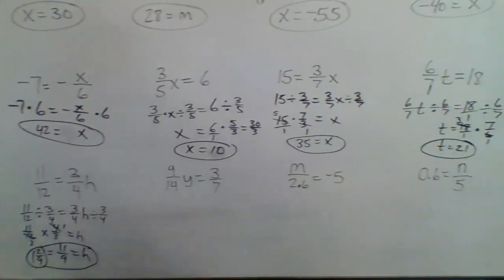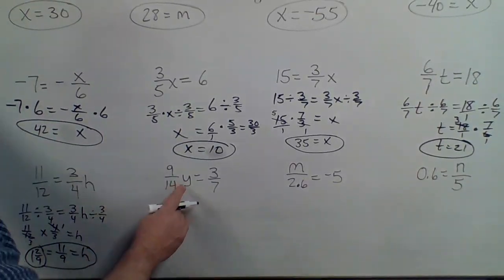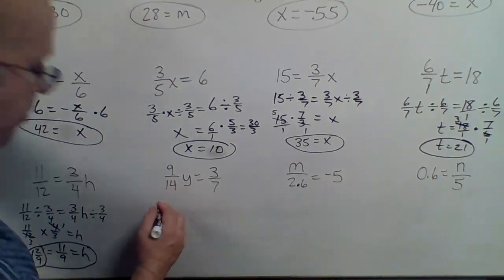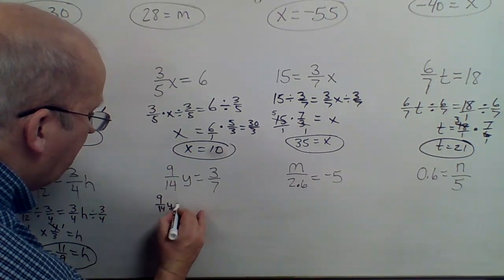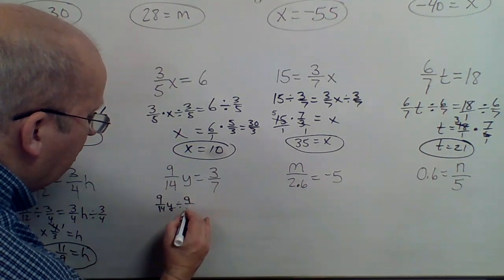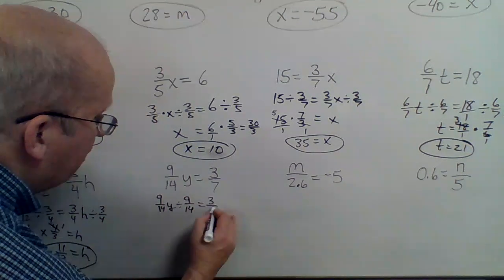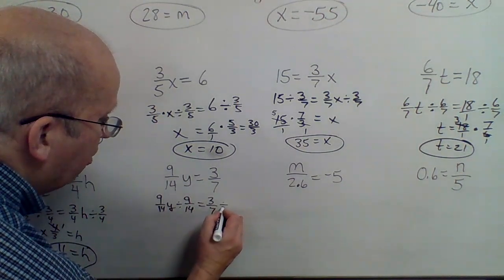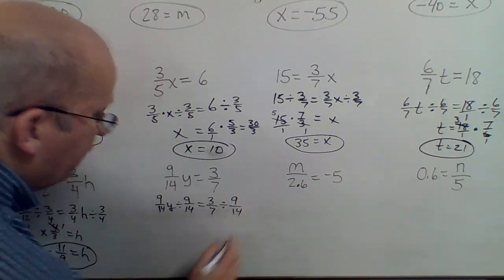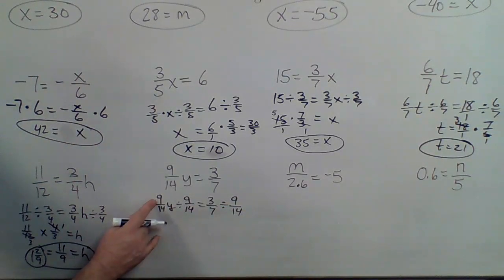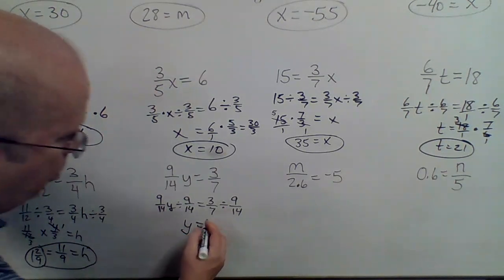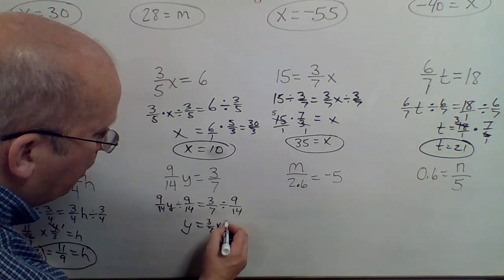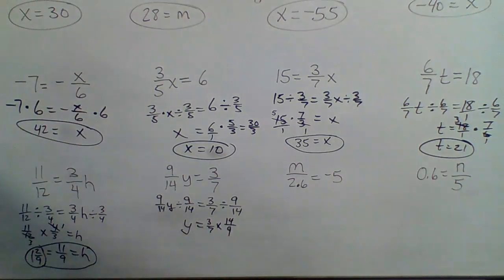Okay, next one over. 9/14 times y. It's attached to y by multiplication. So if I want to get y by itself, I'm going to have to do the opposite of multiplying by 9/14, which is dividing by 9/14. And I'm going to do that to both sides of the equation. On the left side here, the multiplying and the dividing of 9/14 cancel each other out, leaving me with y. On the right side, I've got to do that rule about division.